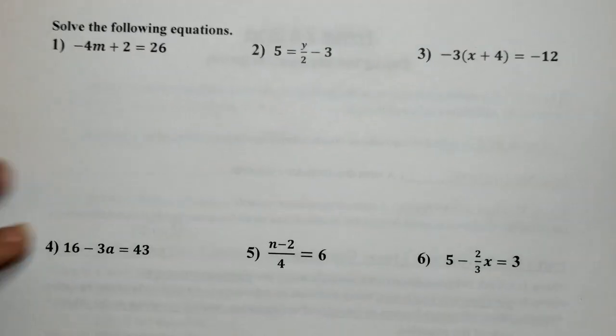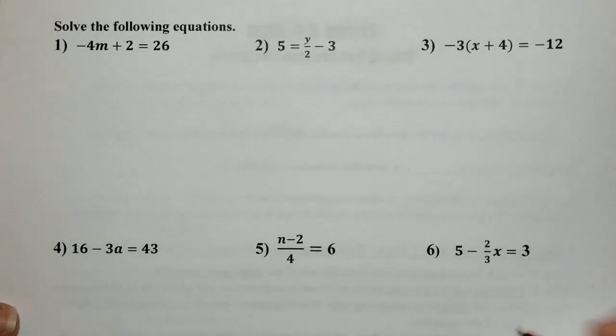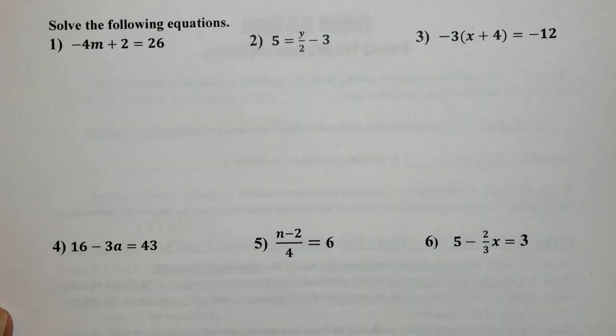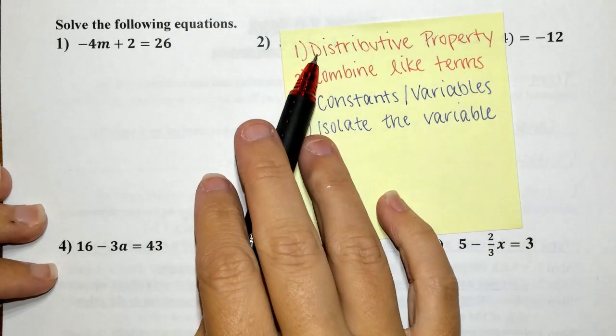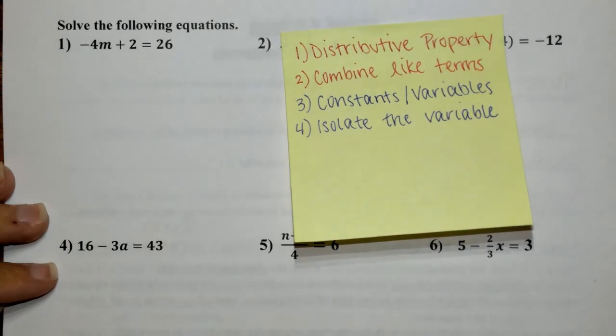Alright, now some examples. Alright, number 1, we're just going to do some examples together. Negative 4m plus 2 equals 26. Right? 2 is being added here. I follow through my steps. Let me write these down. This is the shortened version of my steps. So step 1, distributive property. There are no parentheses, so I move on.